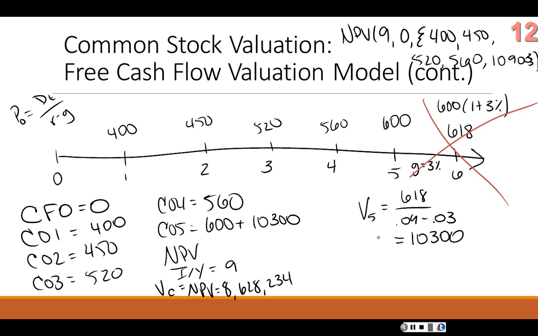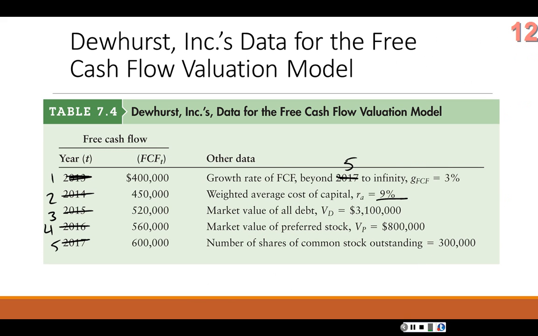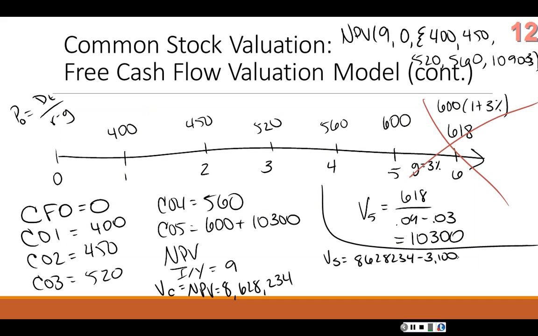So if we want the value of common stock, we take the value of the company, subtract off the market value of debt of $3.1 million and the market value of preferred stock of $800,000. So the value of the entire company is $4 million, or of just the common stock is $4,728,234.